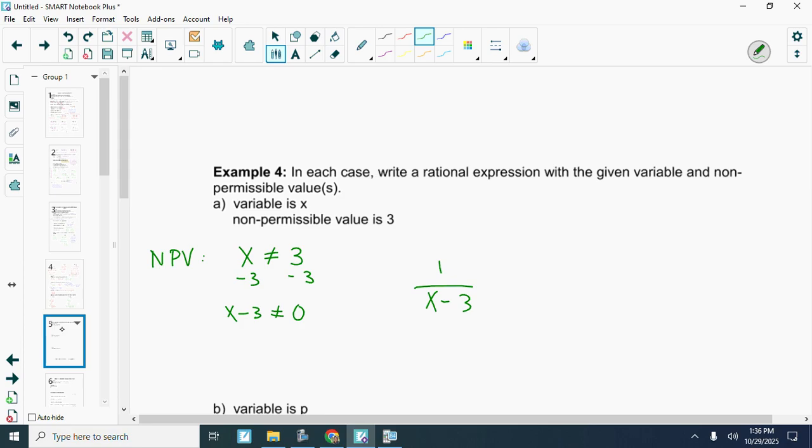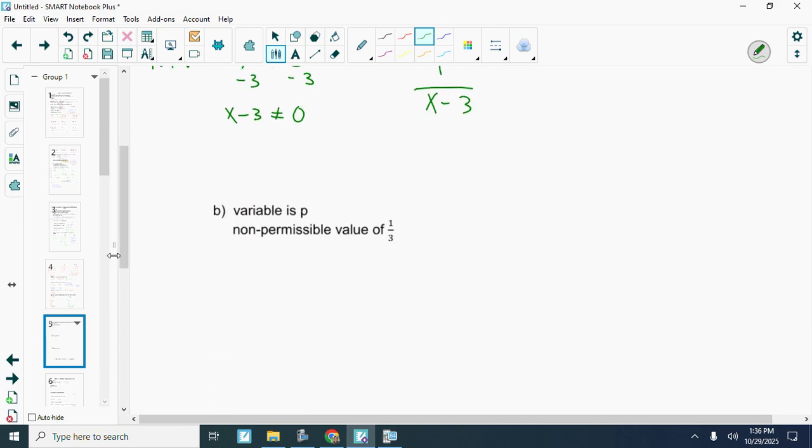I'm just going to make it easy. I'm just going to put a 1 on the top, so that it's now a rational expression. Rational means it's in fraction form, and it has a non-permissible value of x cannot equal 3. Okay? Next one.